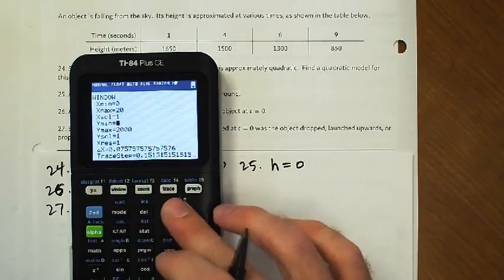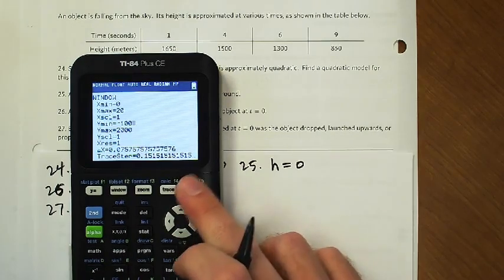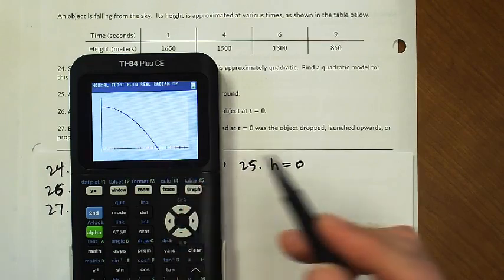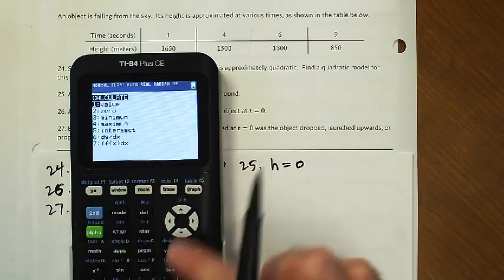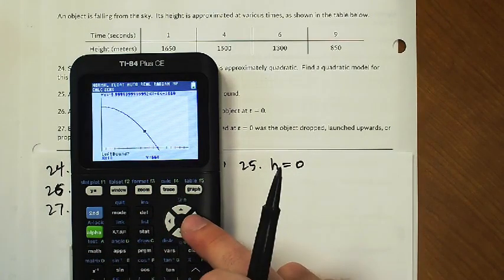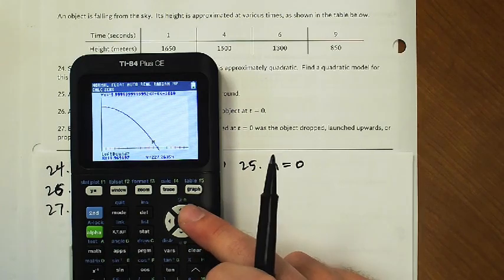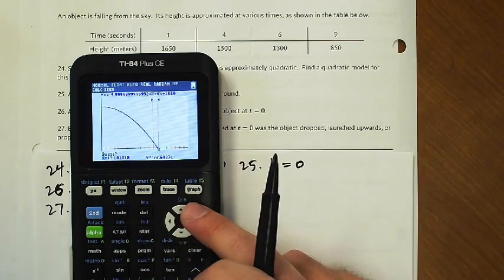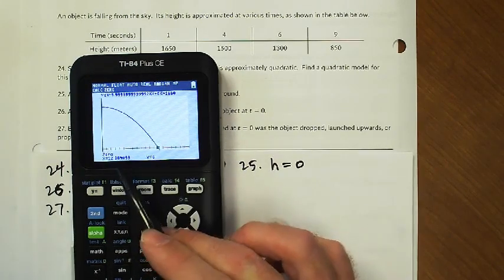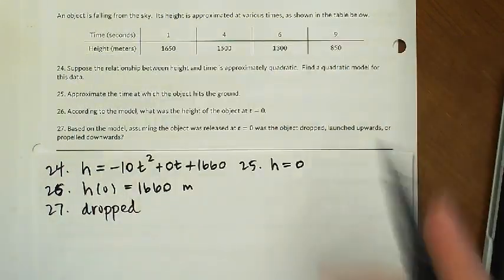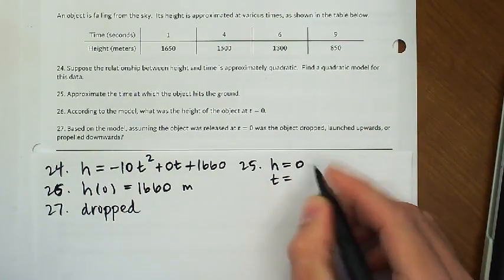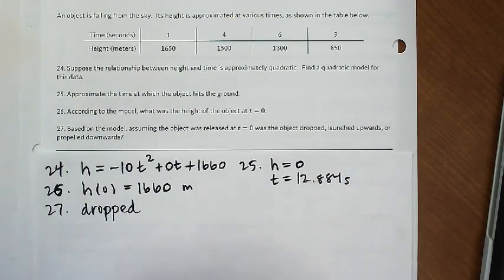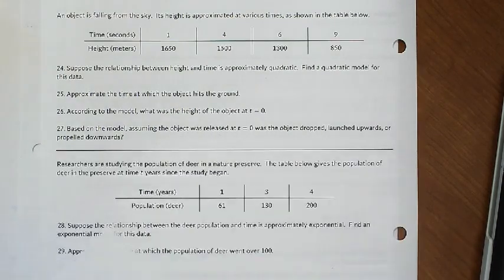Maybe I'll go negative 100 there to give myself a little bit more room so I can go to the left and to the right of the zero. I think that's the issue, is that we need to calculate a zero. We're going to get a marker to the left of the zero and a marker to the right of the zero, then give it a guess, and I get 12.884 seconds. Okay, that's how we did that one.